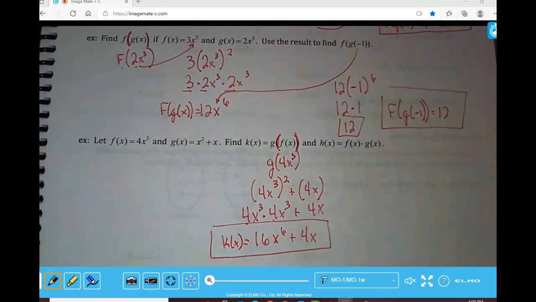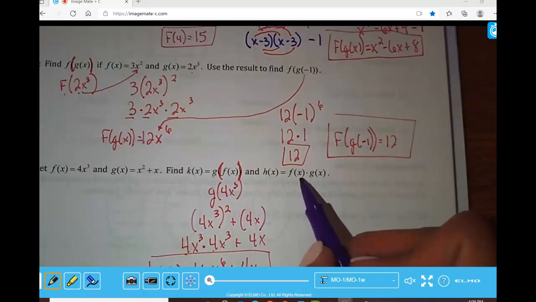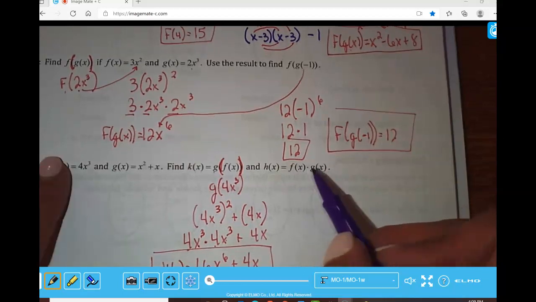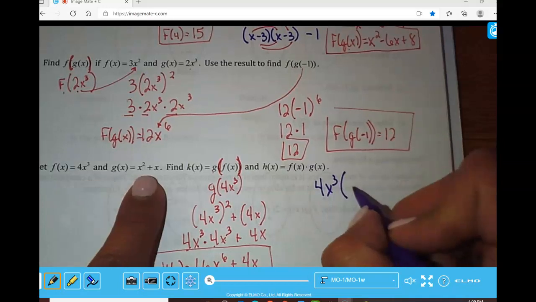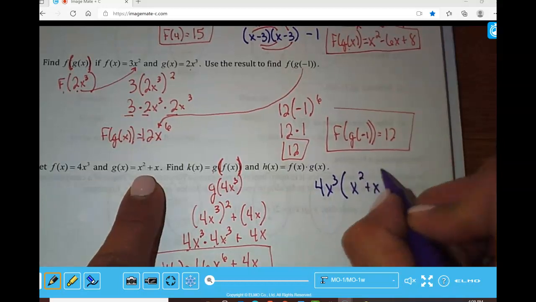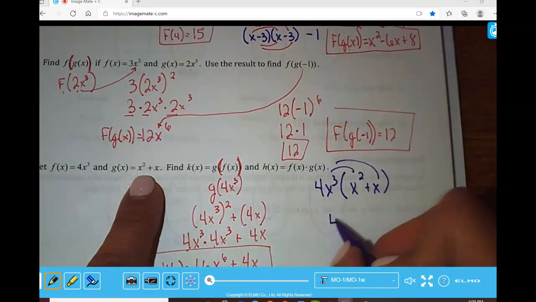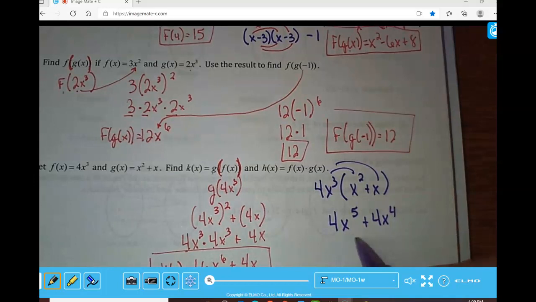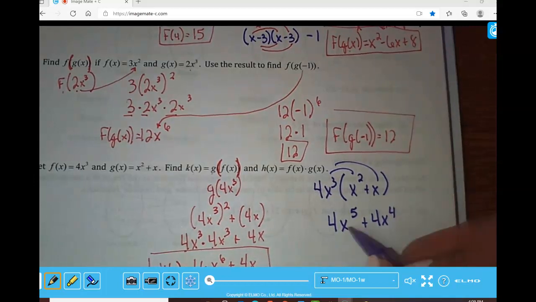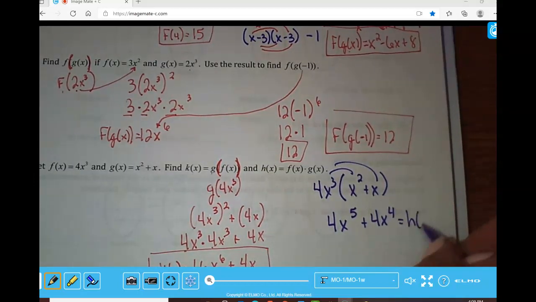And then last problem, just a reminder, it's a little different than multiplying, so f of x times g of x. So here's f of x times g of x. This is a simple neighbors meets the neighbors problem, and I'm going to get 4x to the 5th plus 4x to the 4th. And then I cannot combine those because they're not like terms, so this is what h of x is going to equal.